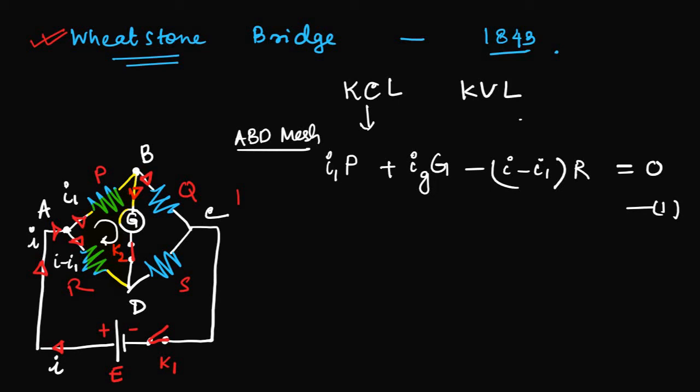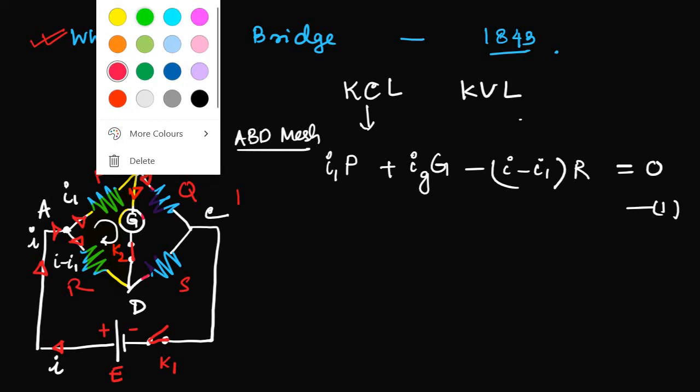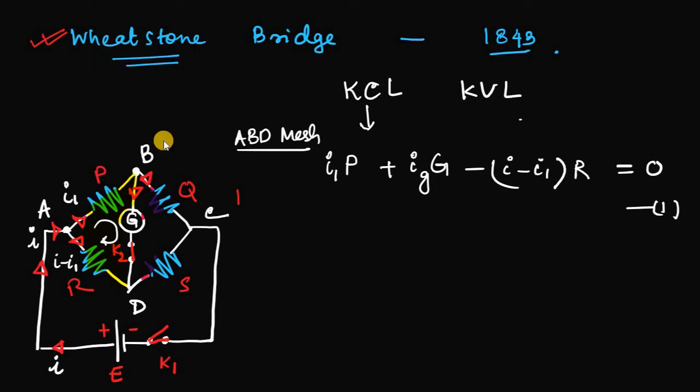Now in the BCD mesh, again I am going to highlight it in another color so that you will see how it comes. Let me take this color. Okay, so I'm highlighting this. So this is the BCD mesh. Okay, so what would it be?